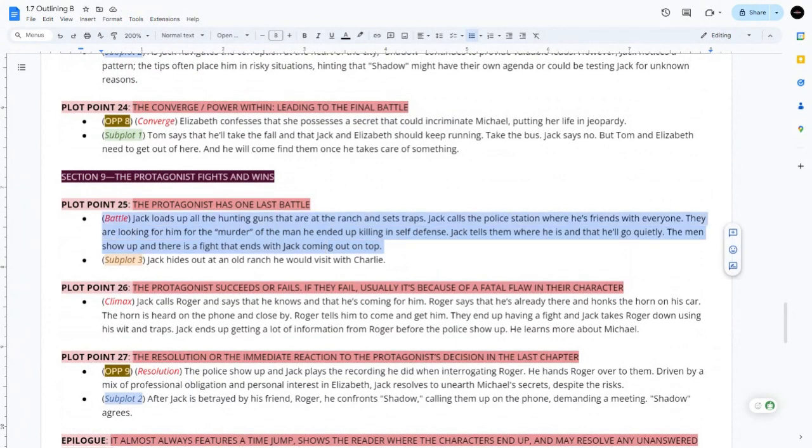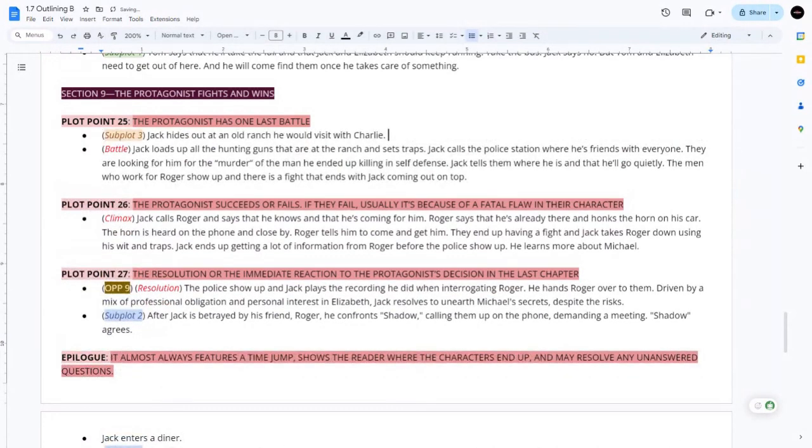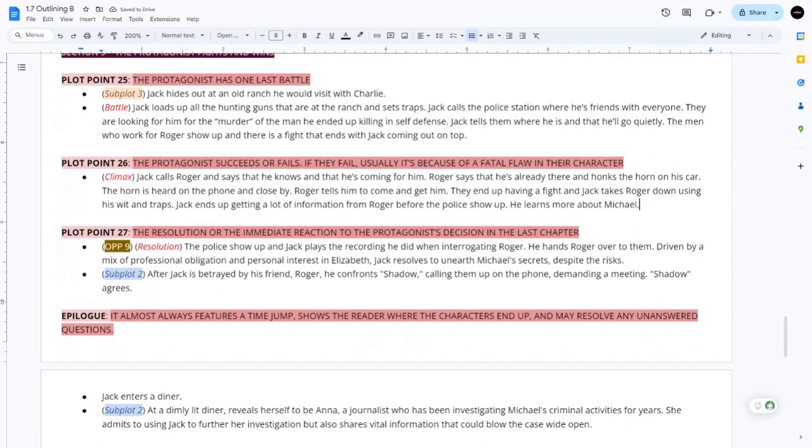How does it end? The last battle: Jack loads up all the hunting guns that are at the ranch and sets traps. Jack calls the police station where he's friends with everyone. They are looking for him for the murder of the man he ended up killing in self-defense. Jack tells them where he is and that he'll go quietly. The men show up and there is a fight that ends with Jack coming out on top. Oh, men who work for Roger show up. Also, Jack hides out at an old ranch, which we know would go here. Which was seeded, by the way, earlier.